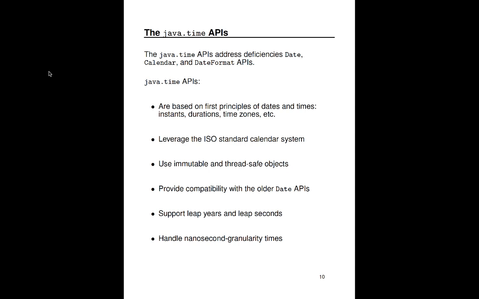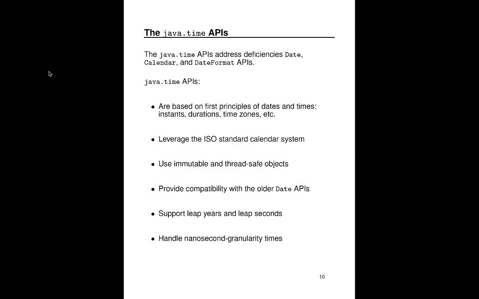The APIs we just saw, java.util.Date, java.text.DateFormat, Calendar, etc., were really great. They get the job done pretty well. However, over time, there were some deficiencies discovered in what these APIs do and what they can't do. The Java API authors introduced a new package called java.time that addresses many of these deficiencies. First off, the java.time APIs are based on what we can think of as first principles when it comes to working with dates and times.